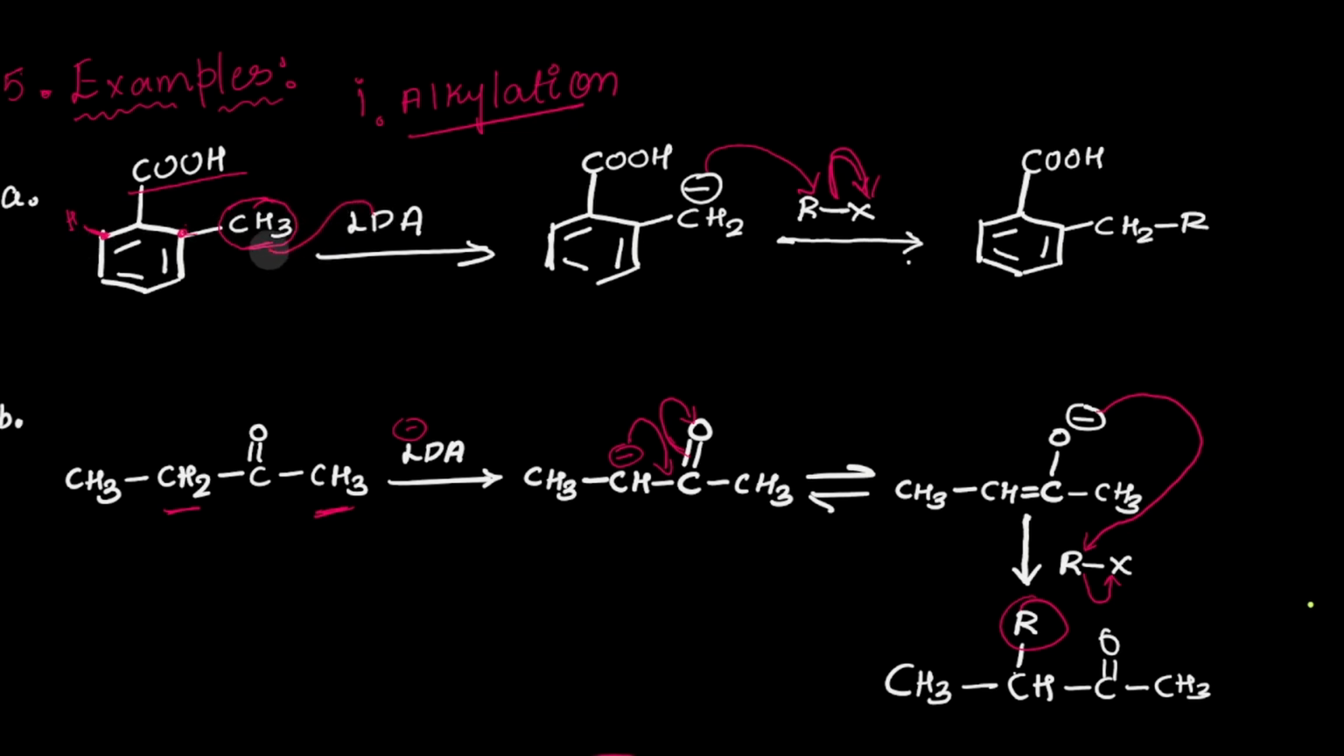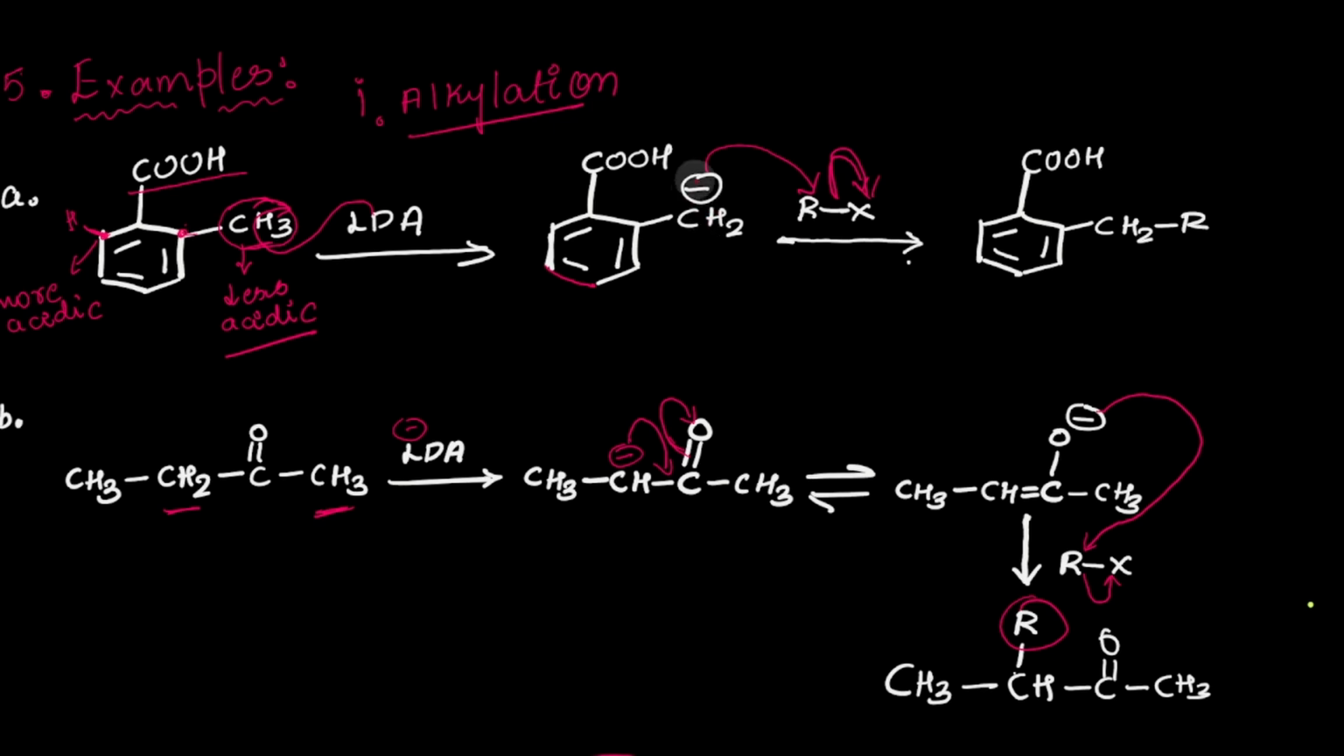We know, as we studied in the properties, that LDA abstracts the hydrogen which is less acidic. Since we have an electron withdrawing group here, the carbon adjacent to it will have an acidic hydrogen. So LDA abstracts hydrogen from this CH3, since it is less acidic compared to the hydrogen at this position, which is more acidic, because CH3 is an electron donating group, so the hydrogens present in this CH3 will be less acidic. So LDA abstracts these hydrogens and creates an anion here. As we studied, LDA is used to create a carbanion. So we have now created a carbanion.